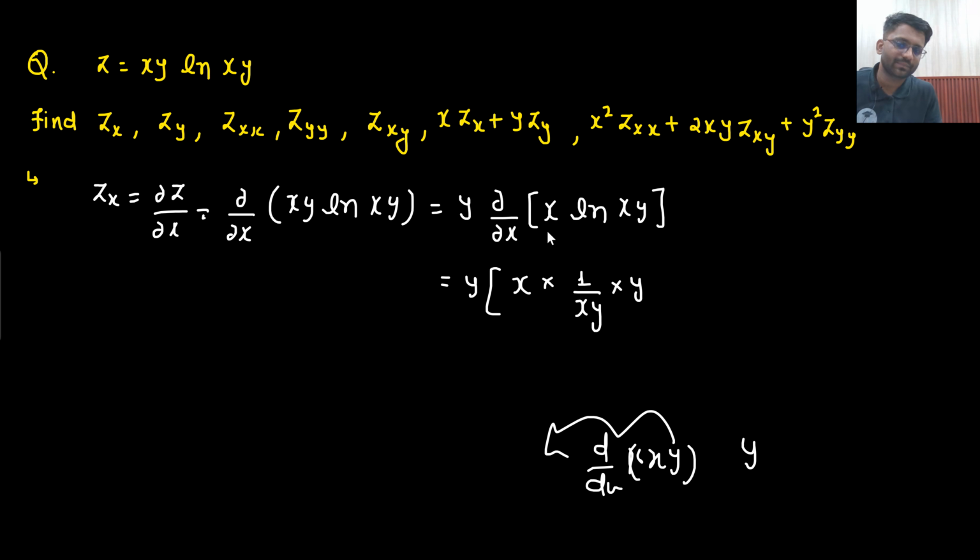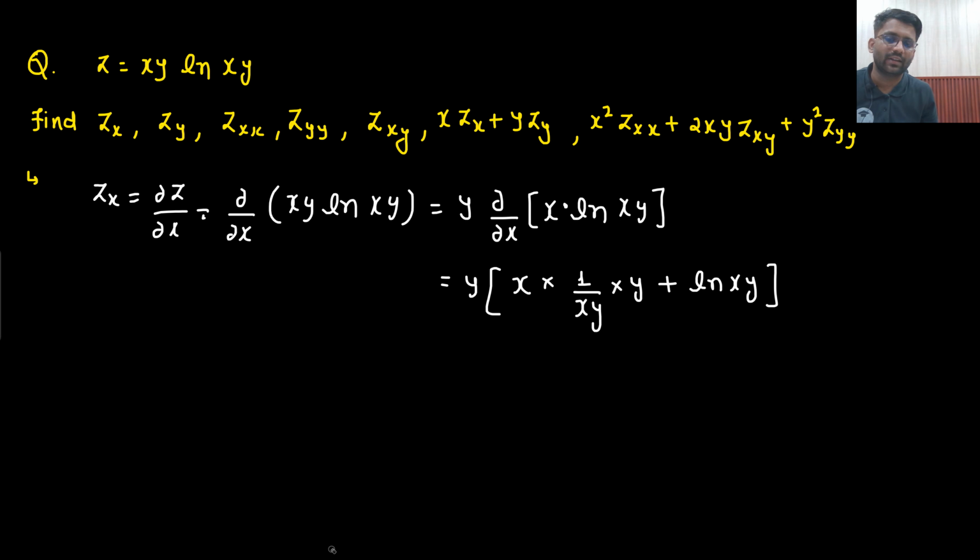Now this is the scenario. I am applying u into v. X as it is, differentiation of ln xy will become 1 by xy. Then differentiation of xy, what would that be? It will be simply y only because y is a constant. Y will come outside, differentiation of x will be 1, plus ln xy as it is and differentiation of x will be 1. There you go. This is the answer you are getting.